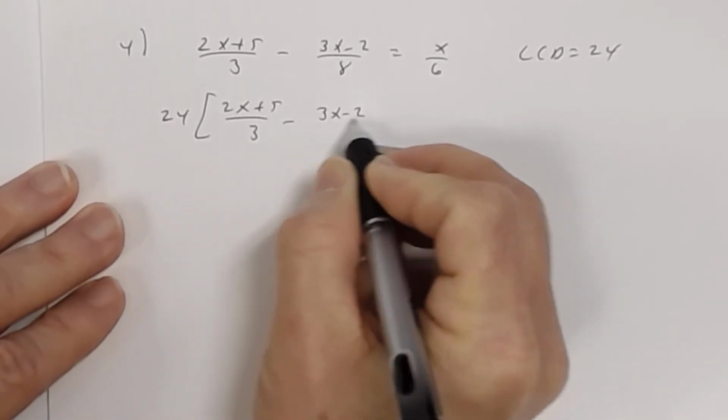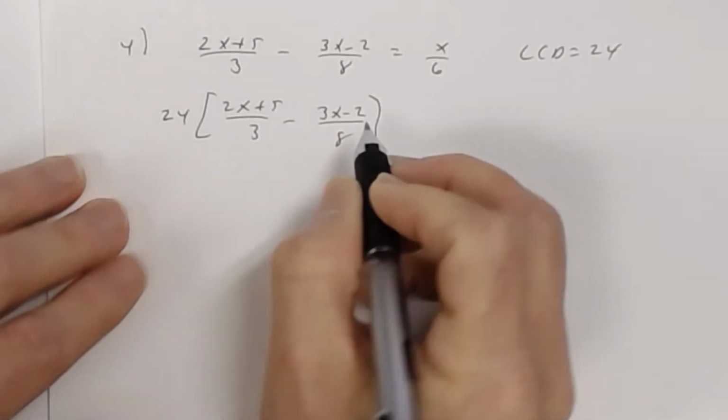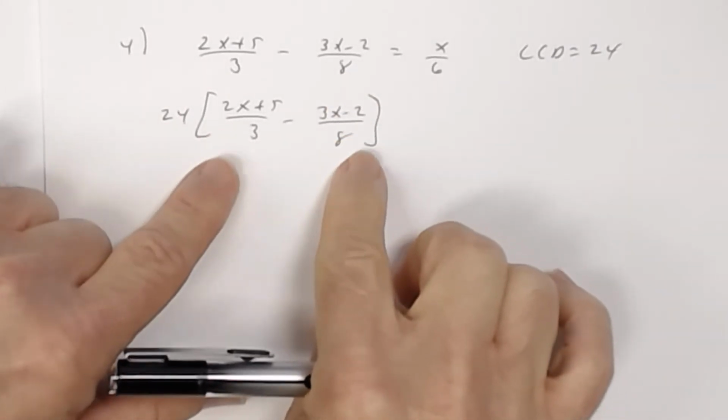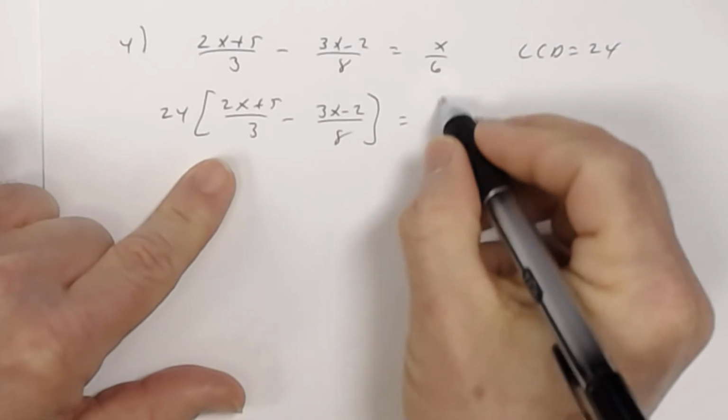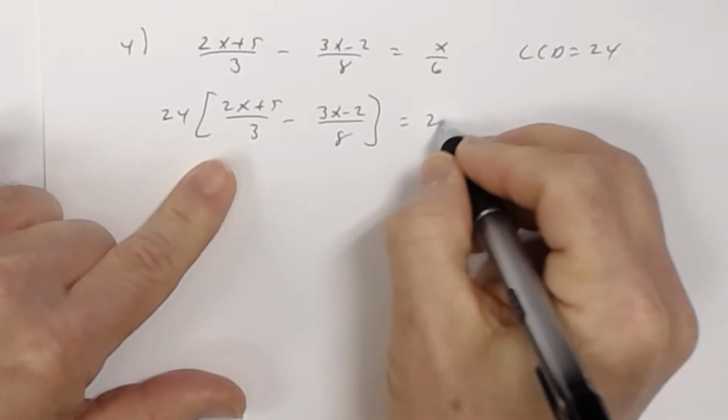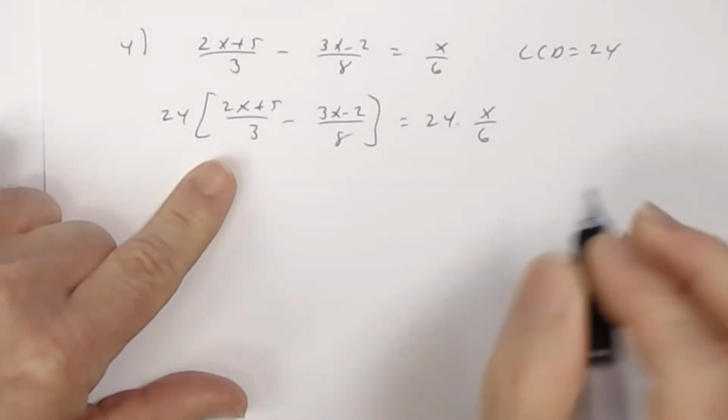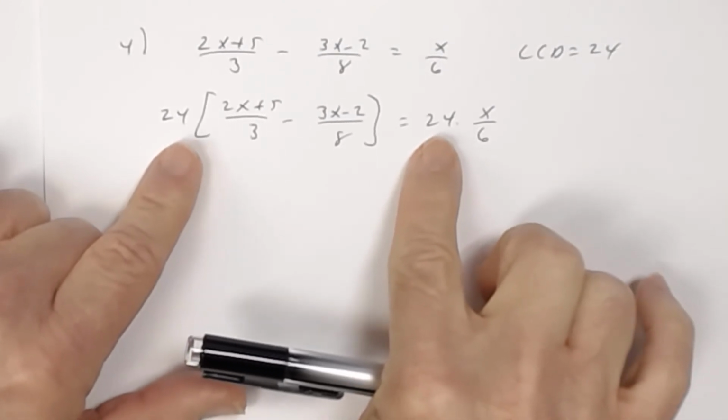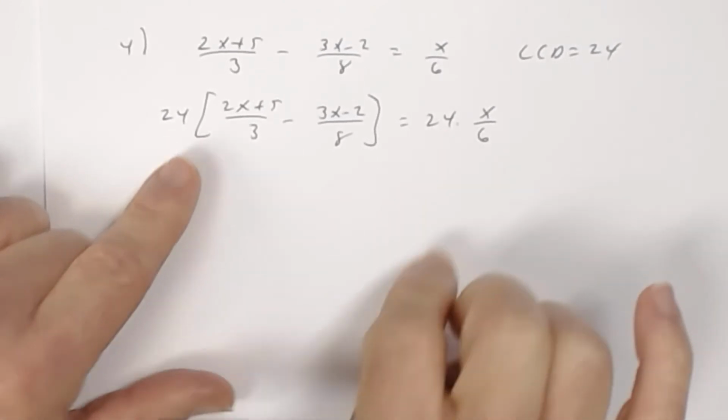And again, I'm putting that in brackets because there are two terms on this side. On this side, there's just one, so I'm not going to put that in parentheses or brackets. I'm just going to say 24 times x divided by 6. So remember, what you do to one side, you have to do the other. So that's why I'm multiplying both sides by 24.